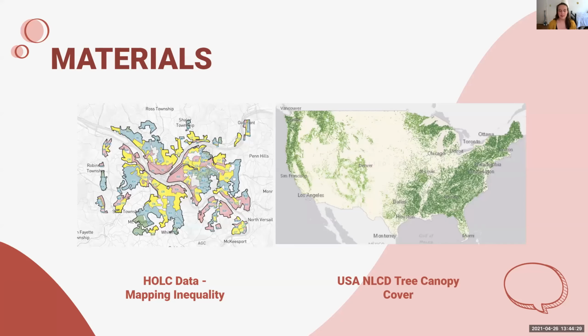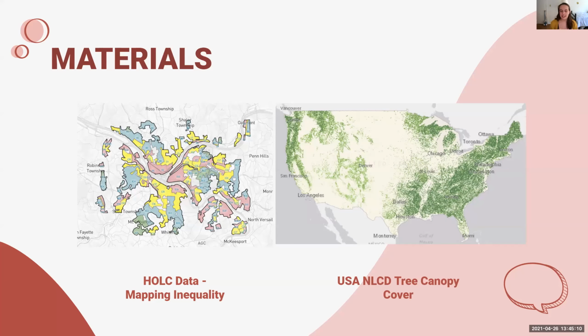So for this project, I pulled data from 2 different sources and uploaded them into ArcGIS, which I was then able to work with. So the first map or data I pulled from is known as Mapping Inequality. It's a website produced by the University of Richmond in which they contain shapefiles for many different cities across the United States. So shapefiles are these little maps, and for each city, you have the entire city as a whole and the different neighborhoods and their HOLC grade.